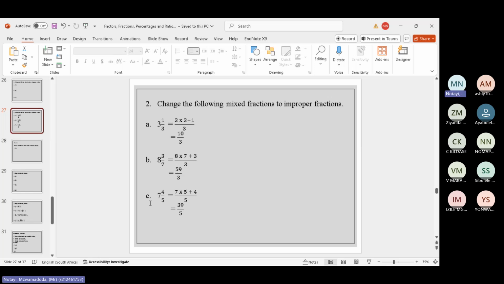Okay, number C, 7 and 4 over 5. We have 7 times 5 plus 4, over 5. 7 times 5, 35, plus 4, 39. So we get 39 over 5. So that's how you go about it.